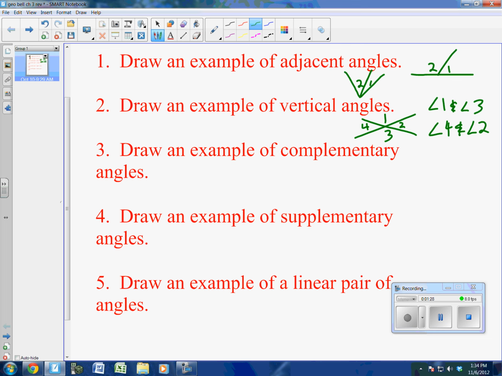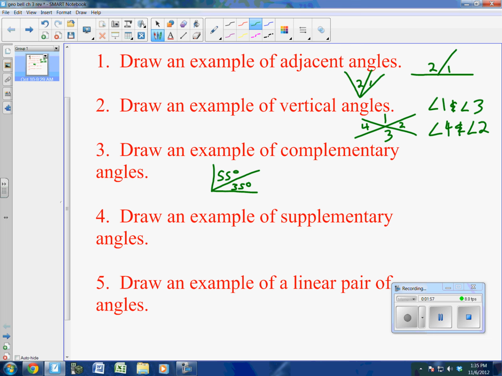Draw an example of complementary angles. Anybody know this one? Okay, two angles that make 90 degrees. So if I have a right angle right here and I have this line going through it and this is a 35-degree angle, what would the other angle have to be to be a complement to it? 55, right. Okay, so 55 degrees. So those are two angles that add up to 90 degrees.